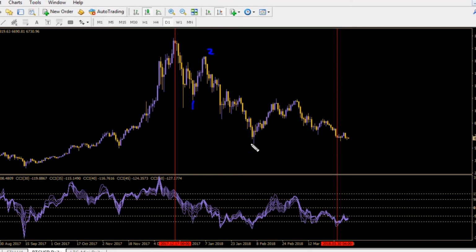And this is supposed to be a correction, but it has taken the shape of a trend, and that's why it may be 1, 2, 3, 4, 5 of A. We don't know that for sure yet, but now there is a near perfectly shaped trend inside of here.